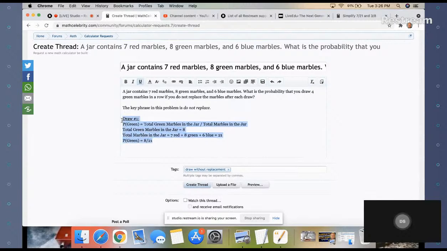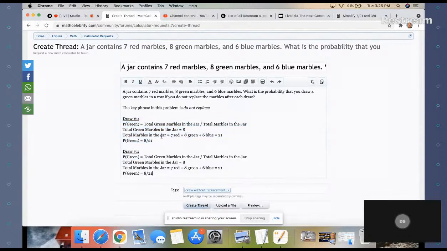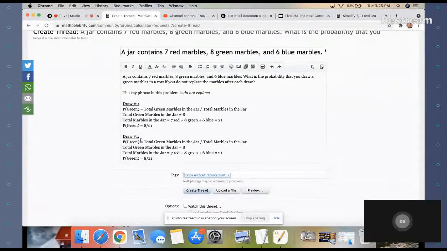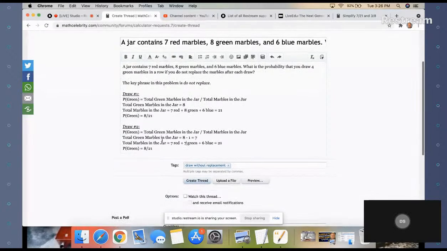Now we're going to do this 3 more times using the exact same formula. So again, probability of green on draw number 2 is total green marbles in the jar divided by total marbles in the jar. Total green marbles in the jar is now 8 minus 1 equals 7 because we drew 1 on step 1. Total marbles in the jar is now 20 because we drew 1 from step 1. So 7 divided by 20.